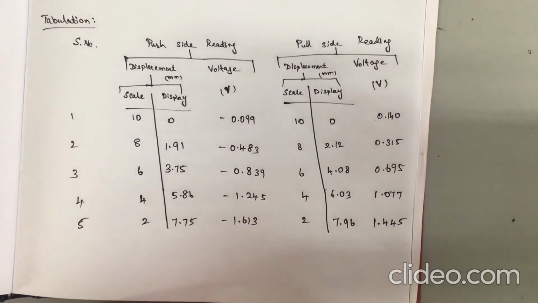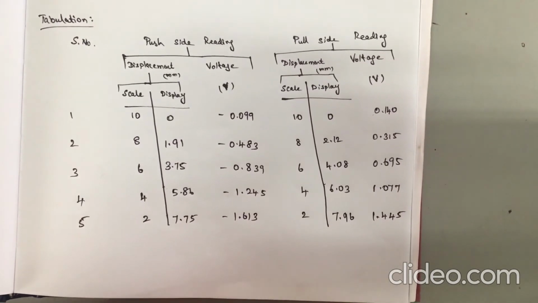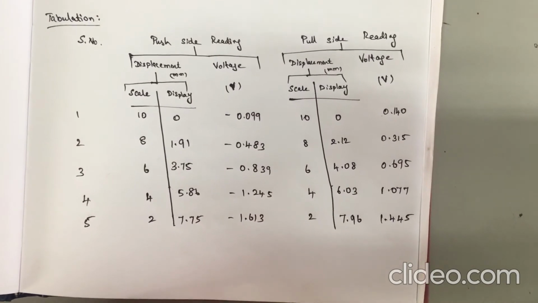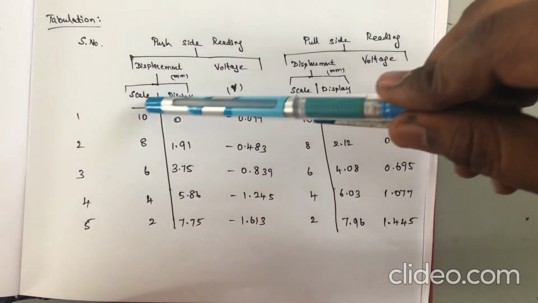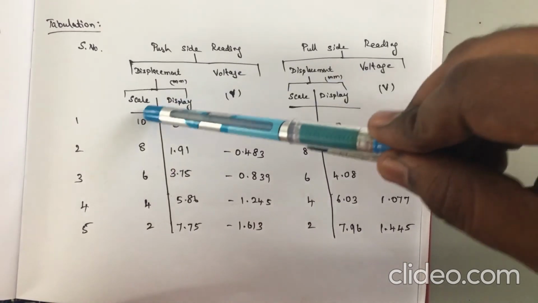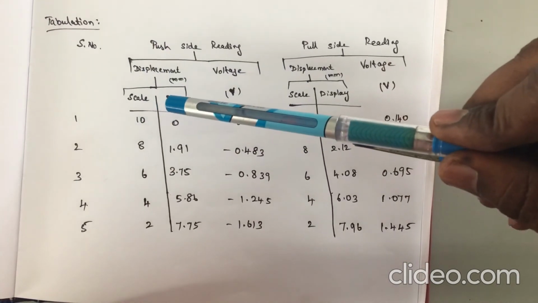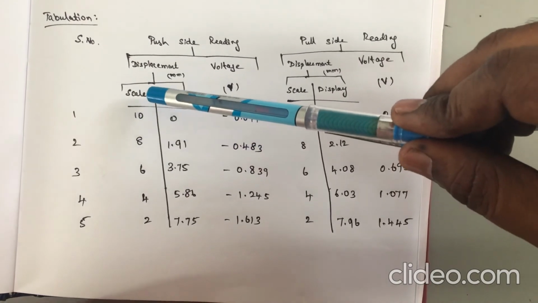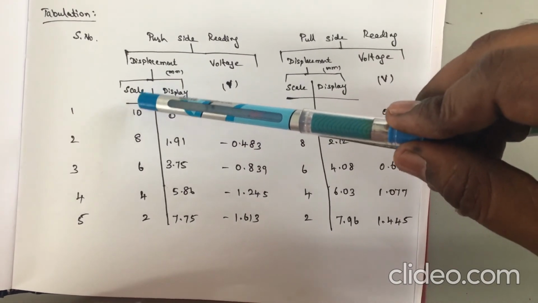So here we have the readings for case 2 and case 3, nothing but the push side reading and then the pull side reading. Here it is the screw gauge scale, the display of the digital panel meter, and the multimeter reading, right? Here it is the push side reading, nothing but the screw gauge in clockwise direction rotation. Okay, so there will be 5 readings.